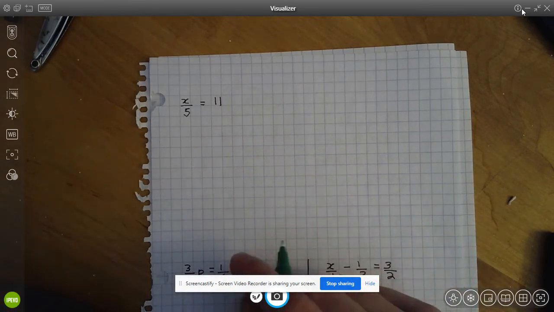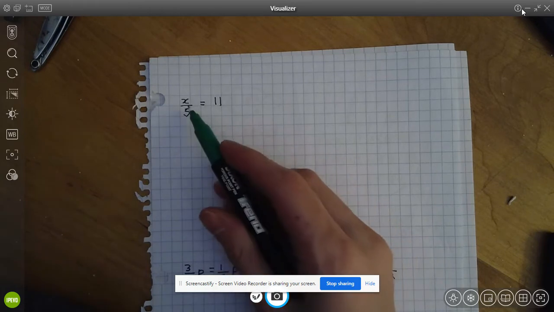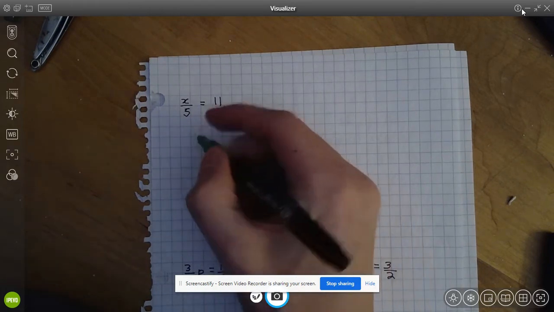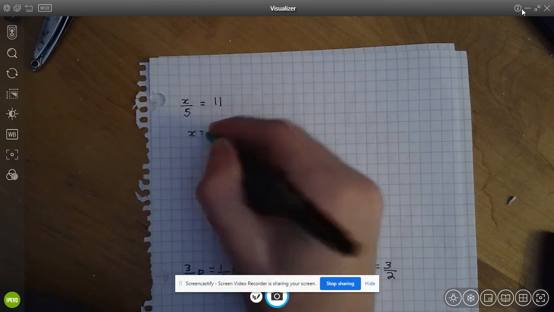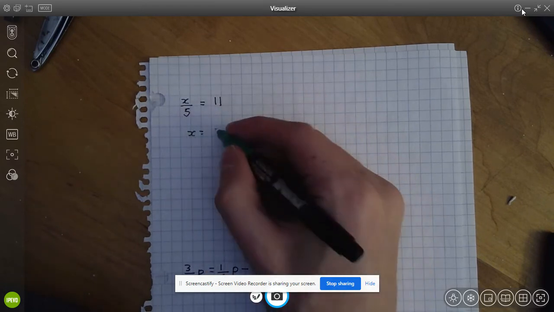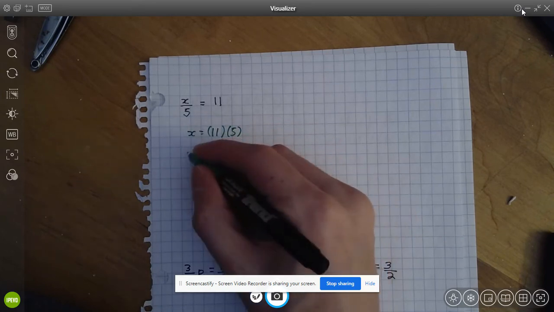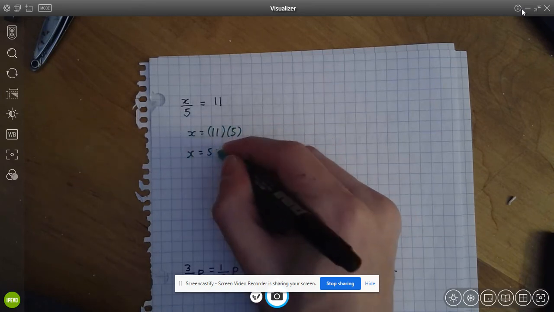When we see fractions in algebra equations, remember that fractions are just another way of writing division. So this is really saying x divided by 5 equals 11. What's the opposite of divide? Well, it's multiply. So to move the divide 5 to the other side, it needs to become 11 multiplied by 5. So x is 55.